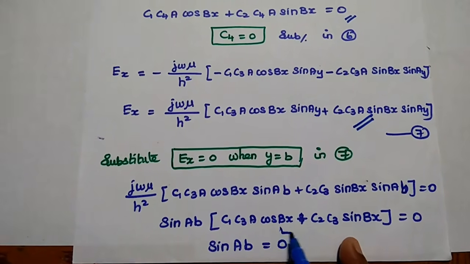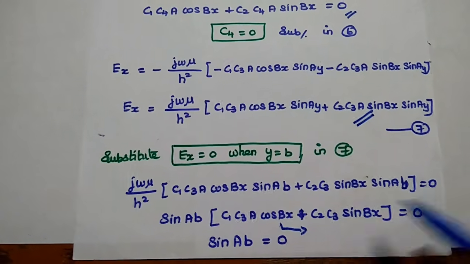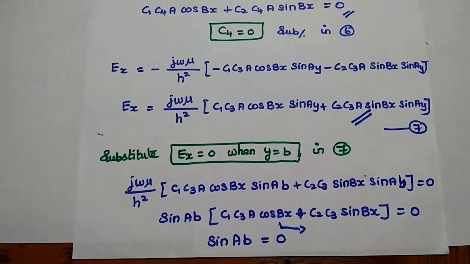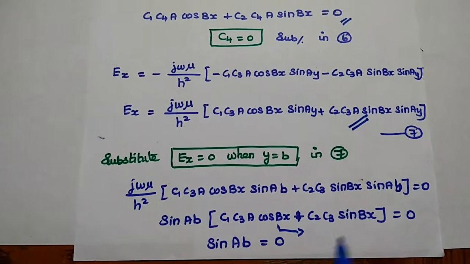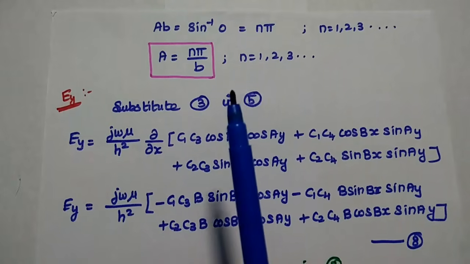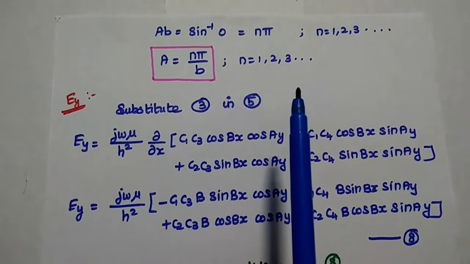Okay. Then we can move this term to the right hand side. 0 divided by anything is 0. Then we can get sin AB is equal to 0. Then we can move this sine to this side as sin inverse, right? AB is equal to sin inverse of 0. Sin inverse of 0 is equal to n into pi.